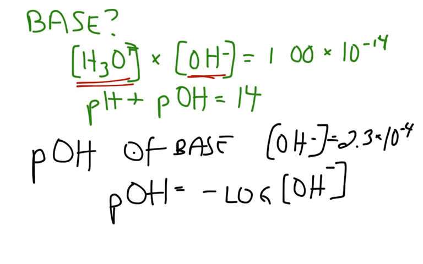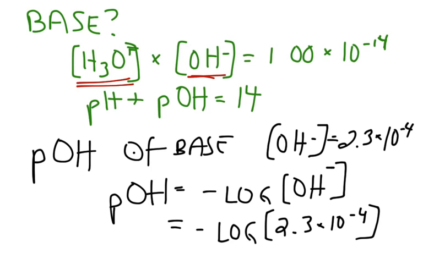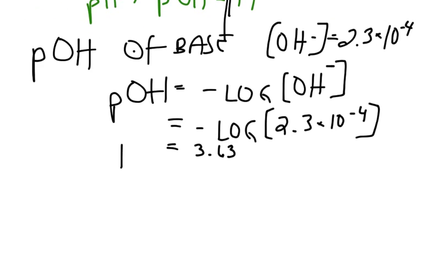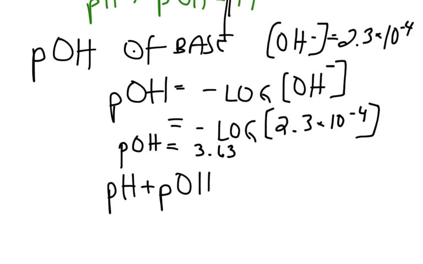So if I calculate this, let me plug it in first, take the negative log of 2.3 times 10 to the negative 4th, I will get 3.63. That is my pOH. So that's when you have to remember that your pH plus your pOH equal 14. Once I find the pOH, I can plug it in here, do simple math, and figure it out.